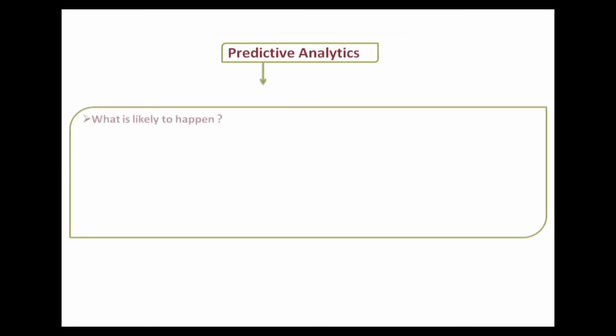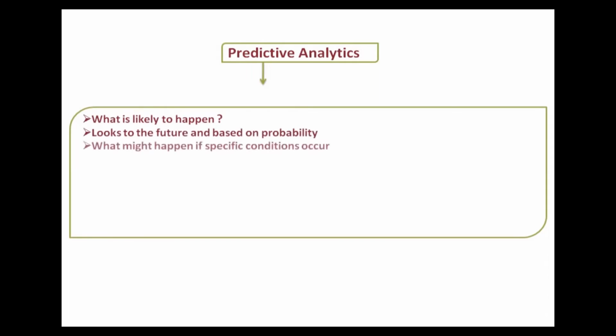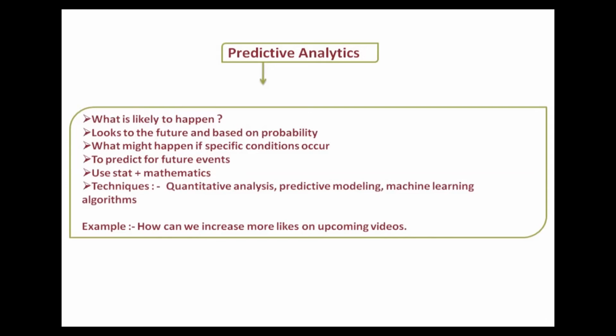Third one is predictive analytics. This analytics is very useful for future events, that is, what is likely to happen. In this analytics we will predict how we can get the best result in the future. This analytics is helped by mathematics and statistics. We have a short example for this analytics: how can we get more likes on upcoming videos.